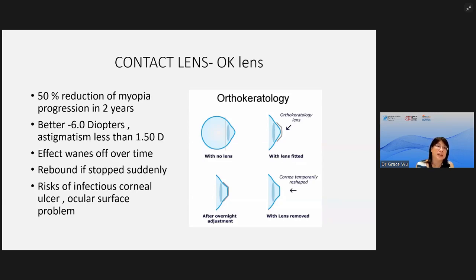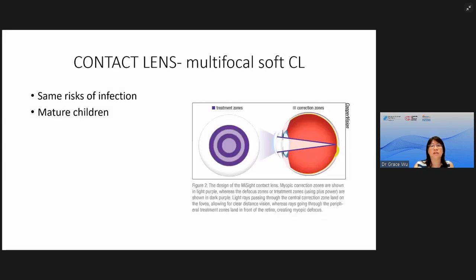However, the effect of these lenses tends to wane off over time, and we do need some long-term results. It will certainly rebound, the myopia will rebound, if it is stopped suddenly. And as you know, contact lens is associated with risk of infections, causing corneal ulcer and sometimes ocular surface problems. It may not be a corneal ulcer or infection, it may be simply a scratch on the cornea or causing some dry eyes.